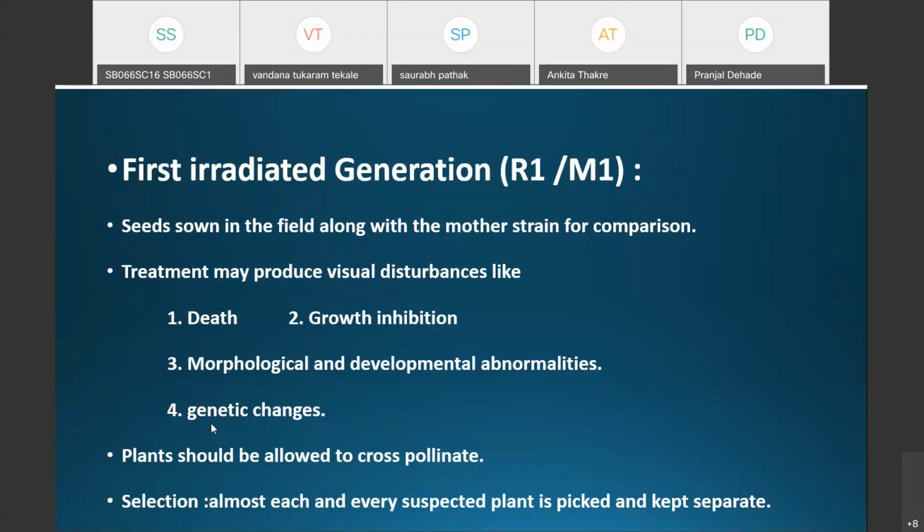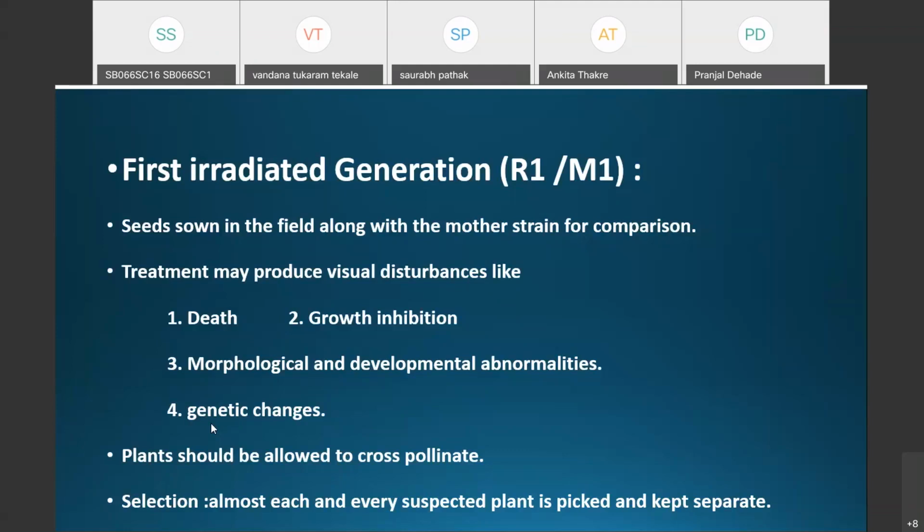Then the gene mutants differ from their parental strain in any character. The first generation in the field may differ from the parental strain in the external or even in the internal character. The changes which occurred due to the treatment may be morphological, that is, changes in the phenotypic characters, or they may be physiological, or biochemical.